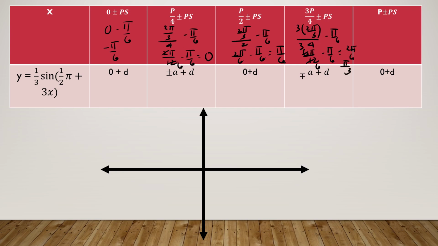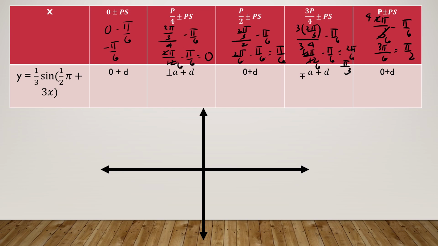For p minus phase shift, it will be 2 pi over 3 minus pi over 6. Getting its LCD, our LCD is 6. So therefore, it will be 3 times 2 is 6, 2 times 2 is 4. 4 pi minus pi is equal to 3 pi. So therefore, it will be 3 pi over 6, which is equal to pi over 2.